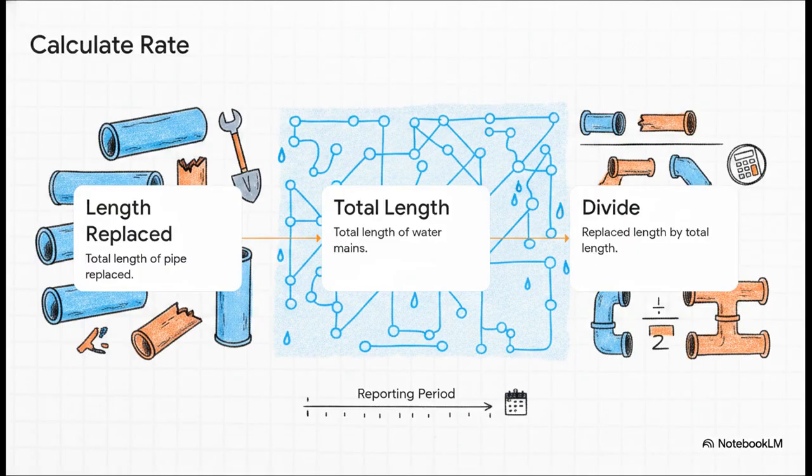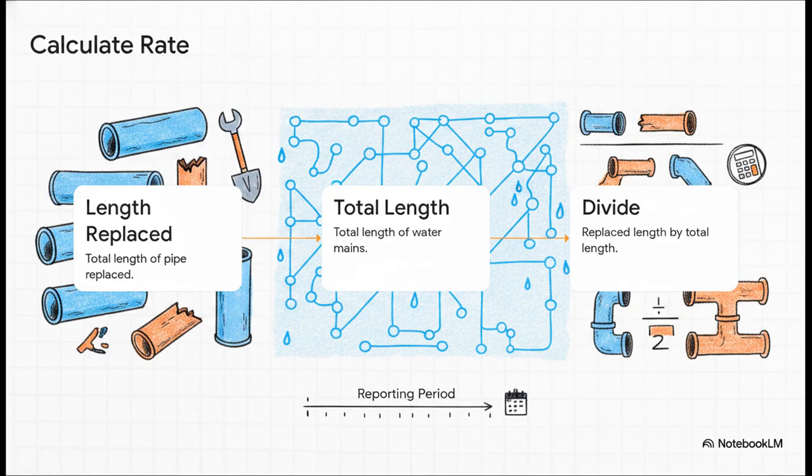So let's look at the actual calculation blueprint. To find the replacement rate, you really just need two basic numbers. First, measure the total length of pipe that was replaced or fully rehabilitated during your reporting period. Second, determine the total length of all water mains currently in your distribution system. Then, you just divide the replaced length by the total length. Let's say you replace 10 miles of pipe in a 1,000-mile network. Divide the replaced length by the total length, and there's your rate.